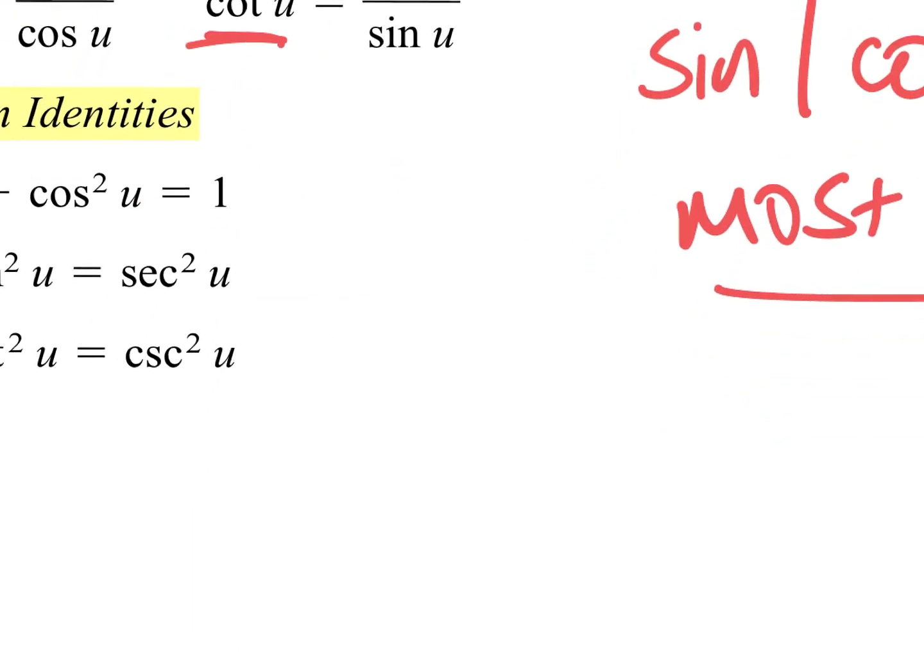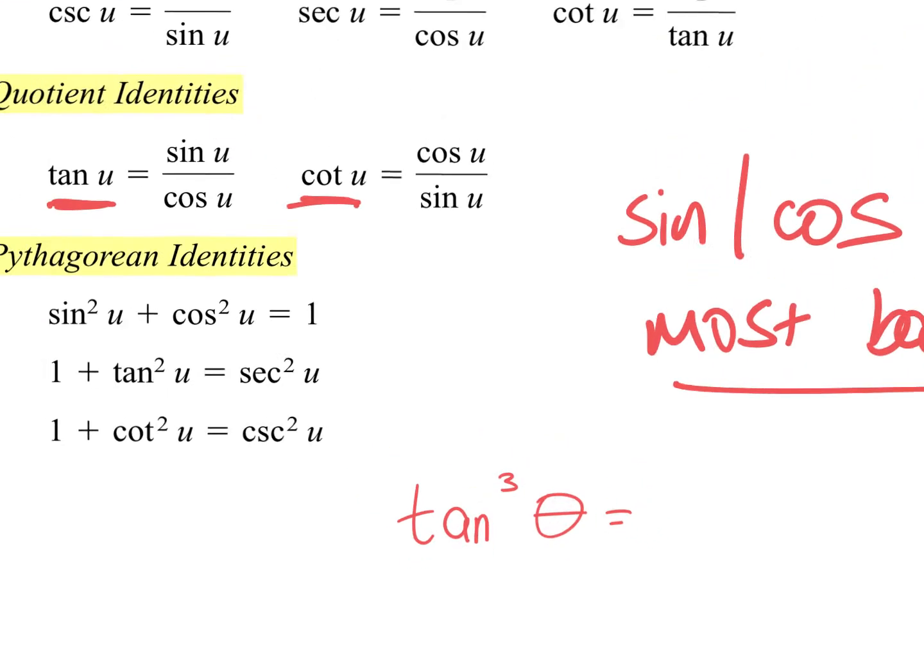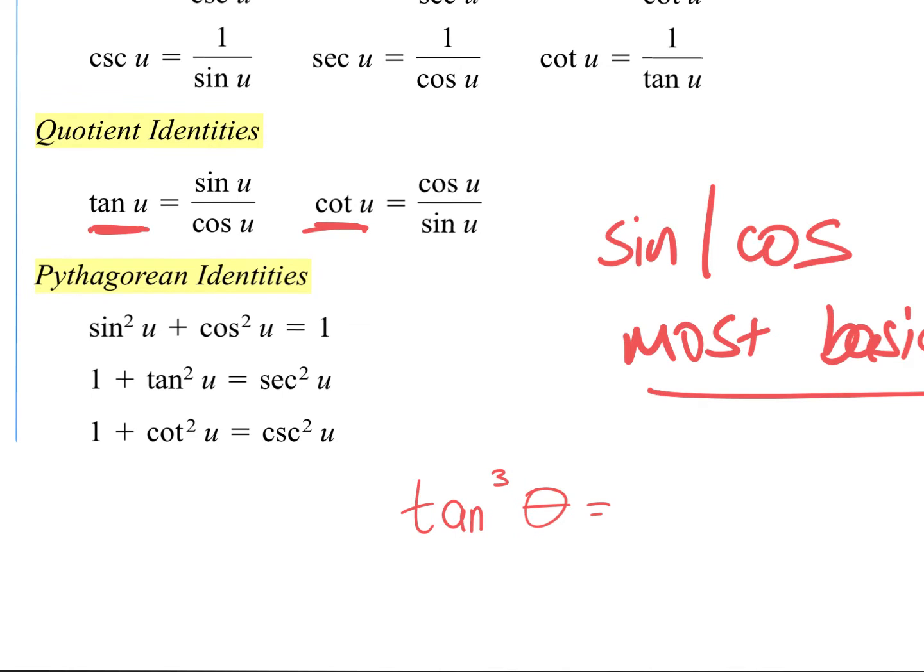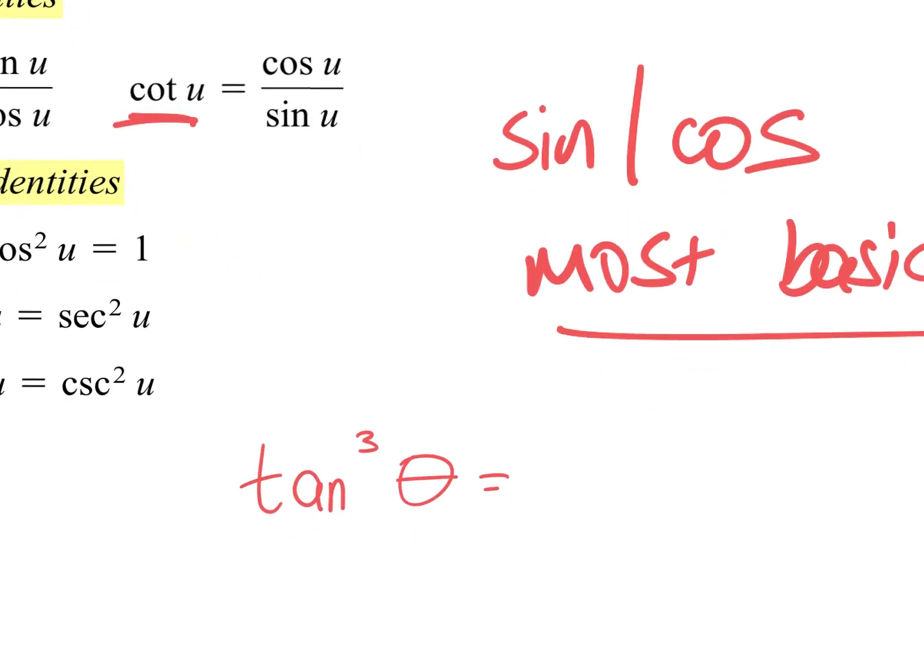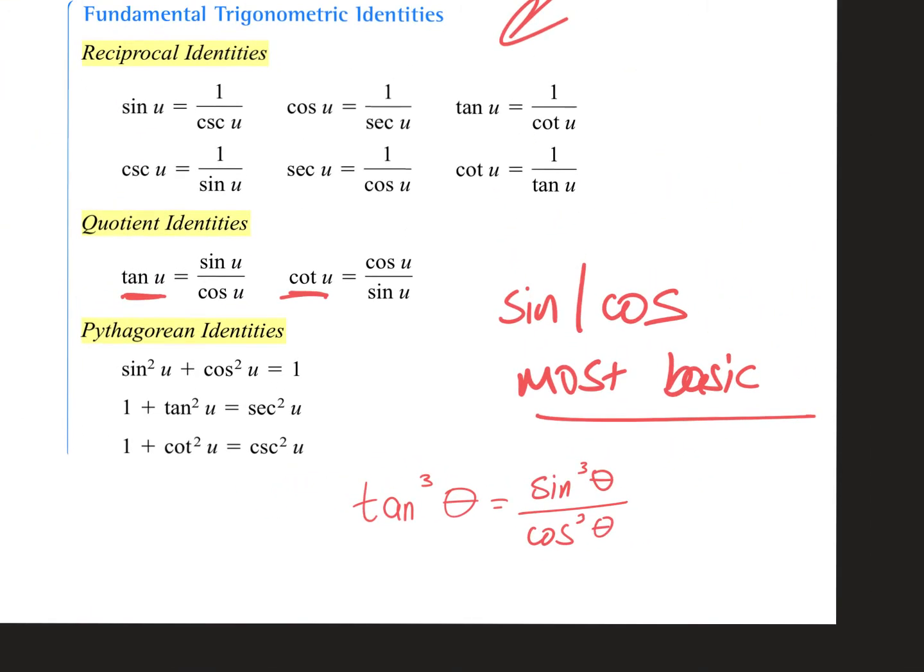Now, another thing I want to bring to your attention. If you have tangent to the third power of theta, right, we're simplifying. What did I tell you the most basic trig functions are? Sine and cosine. So look at your identities. Tangent is the same as what? Sine over cosine. So if you have tangent cubed, that's the same as sine cubed over cosine cubed. All right, if it was to the fourth, it would just be sine fourth over cosine to the fourth. Those things kind of stay the same. All right, you okay? Okay, we're going to go through some more, I promise.